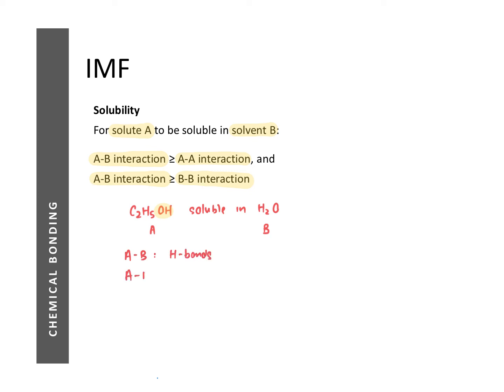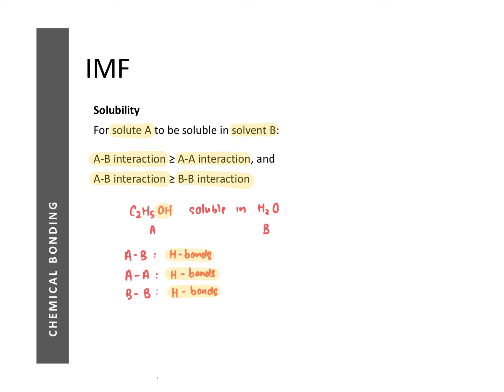The interaction between your ethanol molecules is also hydrogen bonds, and the interaction between water molecules is also hydrogen bonds. So if you check whether the two conditions are met, the hydrogen bonds between A and B are equally strong compared to the hydrogen bonds between A and A, and also between B and B. Therefore, the interaction between A and B would release sufficient energy to overcome the interactions between AA and between BB. That's why ethanol is soluble in water.